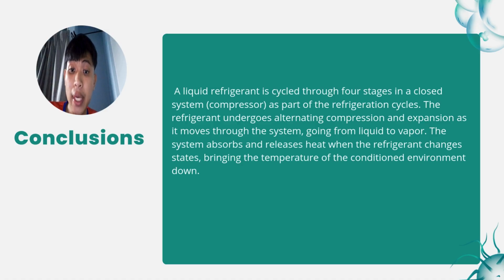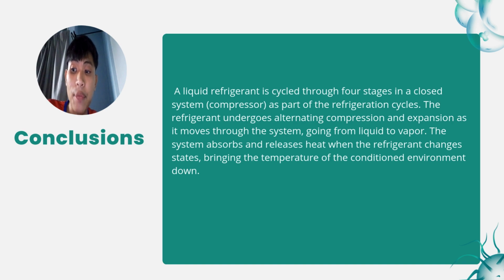Okay, so what we can conclude from the experiment. From the experiment itself, Experiment 3 refrigeration cycle, we know that a liquid refrigerant is cycled through four stages in a closed system as part of the refrigeration cycle. So there are four main parts, which are the evaporator, the compressor, the condenser, and also the expansion valve. So what is the function of each of the main components in the refrigeration cycle?